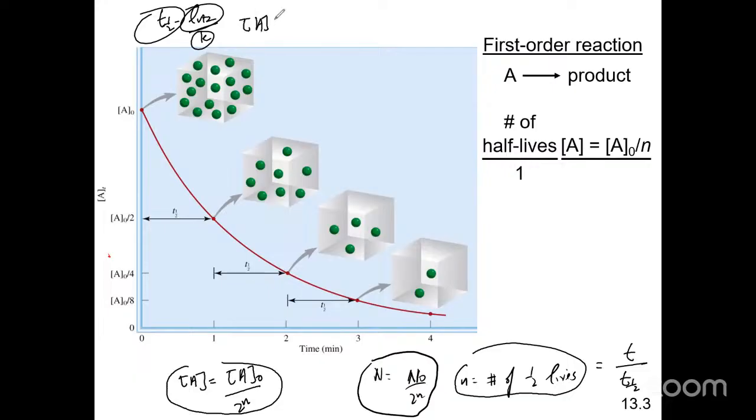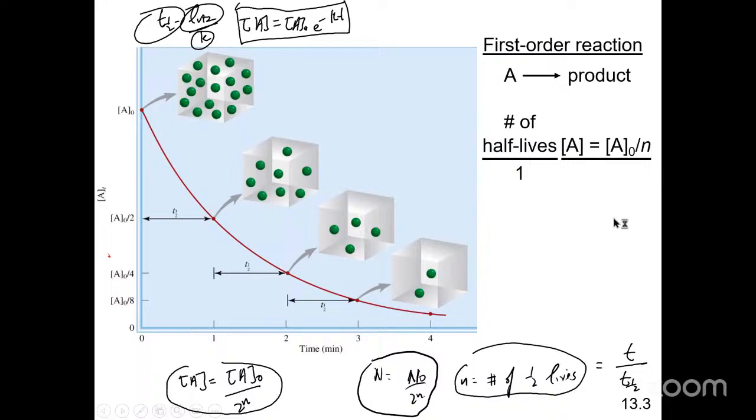The concentration of A is equal to the initial concentration of A times e to the minus kt. So these are two ways of calculating the concentration of A. This is useful if you know what n is, and n is equal to the number of half-lives. I have a little table over to the right here, which shows you the relationship between the number of half-lives and the concentration of A.